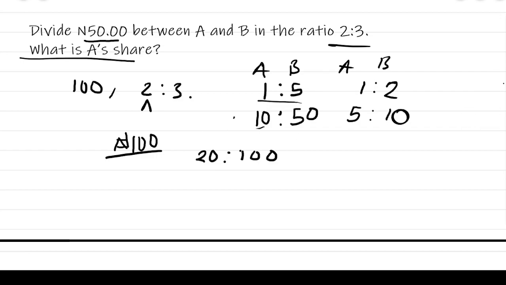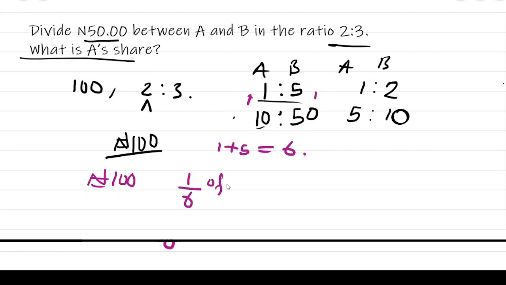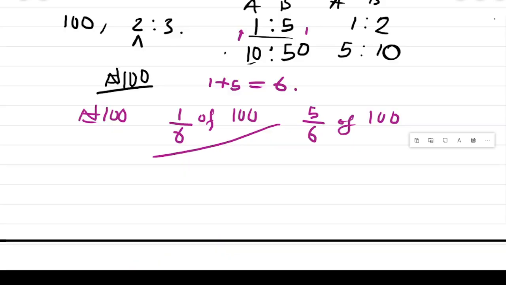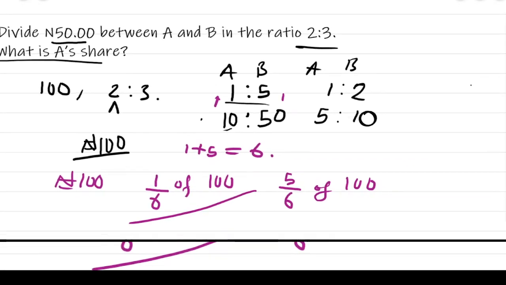So what you usually do if you want to share the money is to add the two values of the ratio, 1 is to 5. So 1 plus 5 is 6. That means if the money is 100 naira, A should get 1/6 of 100 naira, and B should get 5/6 of 100 naira. The reason we do this is that when we add them together, the amount they get should equal 100 naira. Let me show you what I mean.